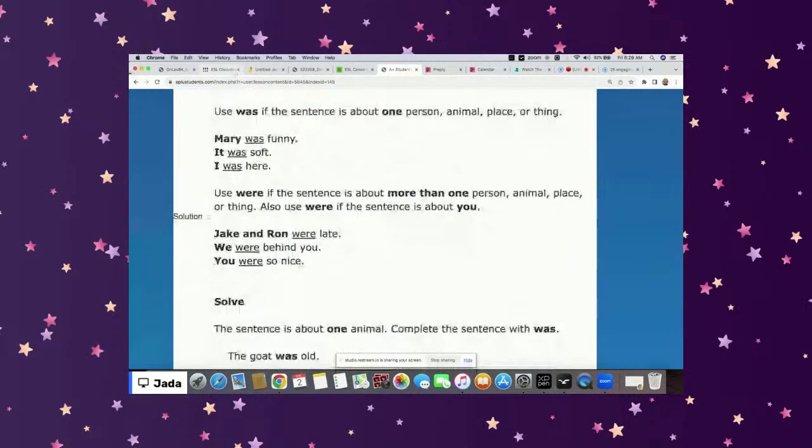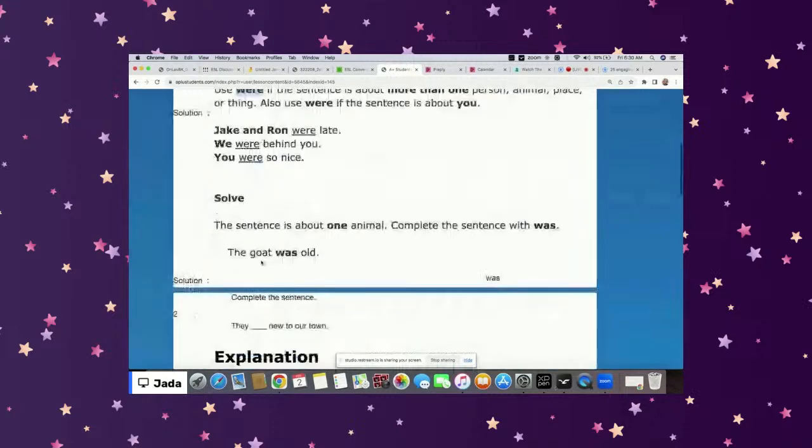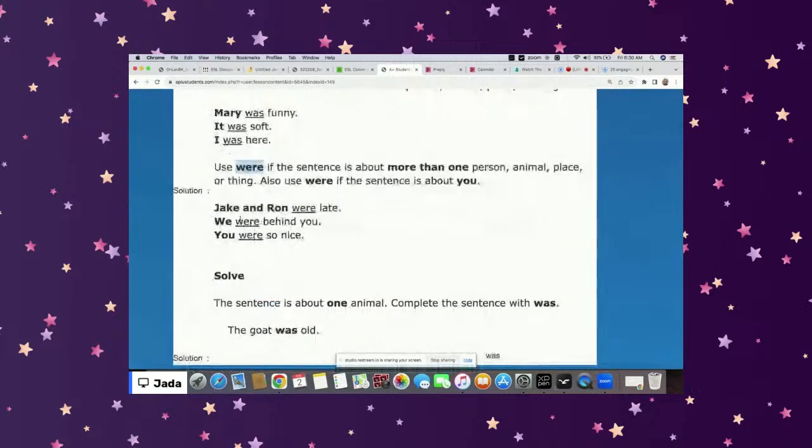Use were if the sentence is about more than one person, animal, place. Okay? You will be using were if it's about more than one person. Also use were if the sentence is about you. Jake and Ron were late. We were left. We were behind you. You were so nice. Okay? So were is for plural, more than one.